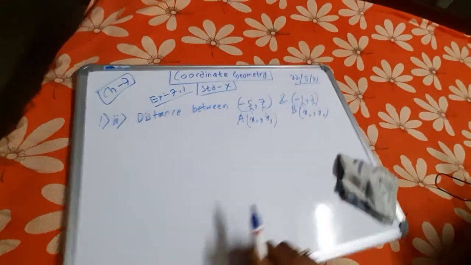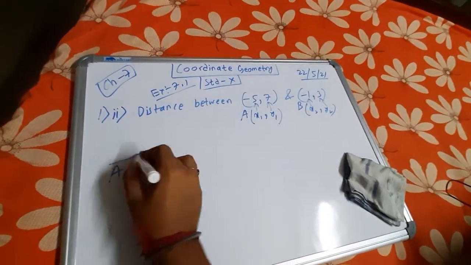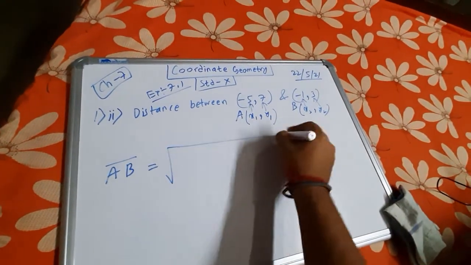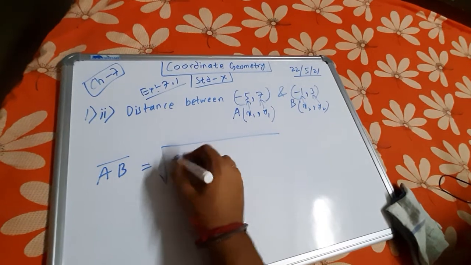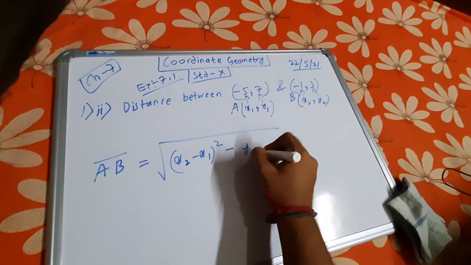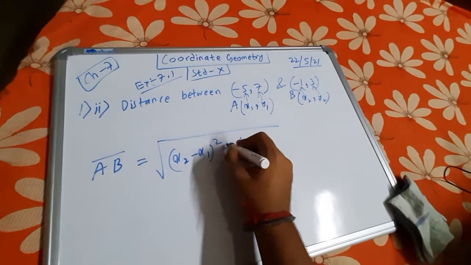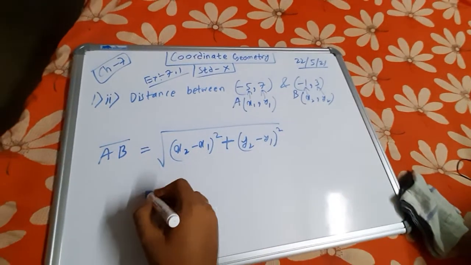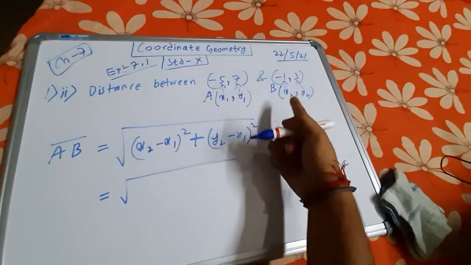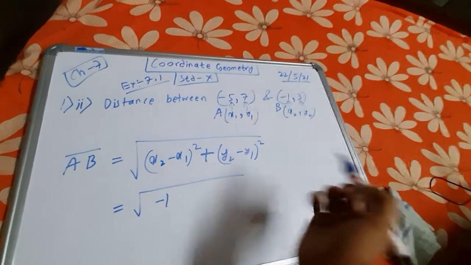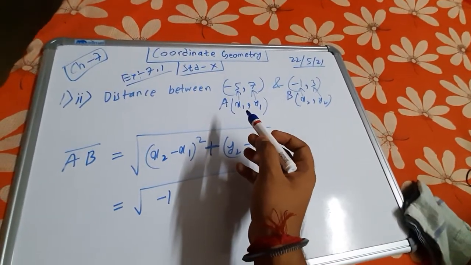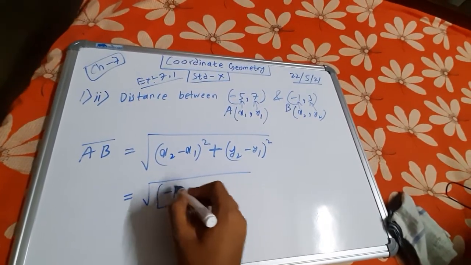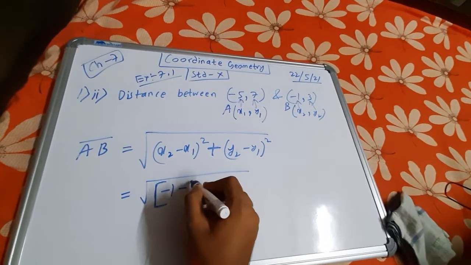Okay, now let's write the formula. So the distance between A and B, since we let these 2 points be A and B, the distance formula is actually root over (x2 minus x1) whole square, sorry, not minus over here, the middle sign will be plus, plus (y2 minus y1) whole square. Let's put the values of x1, y1, x2, y2. What is x2? x2 is -1. And x1 is -5. So x2 minus x1, so I am giving a bracket: -1 minus of -5.